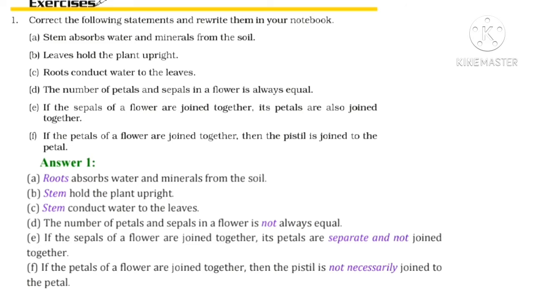Next sentence, if the sepals of a flower are joined together, its petals are also joined together. So rewrite the sentence as if the sepals of a flower are joined together, its petals are separate and not joined together, just opposite. Next sentence, if the petals of a flower are joined together, then the pistil is joined to the petal. Rewrite the sentence, if the petals of a flower are joined together, then the pistil is not necessarily joined to the petal.